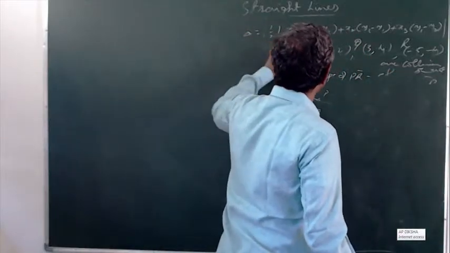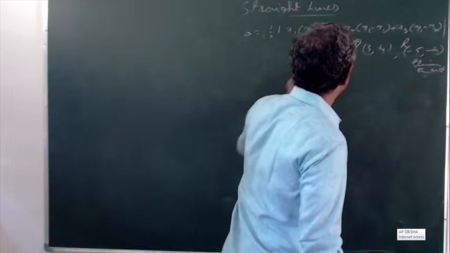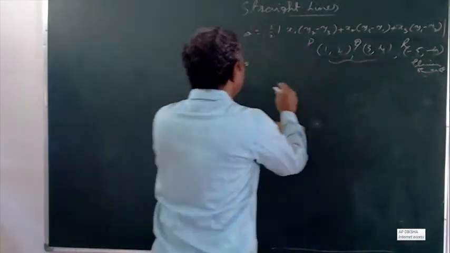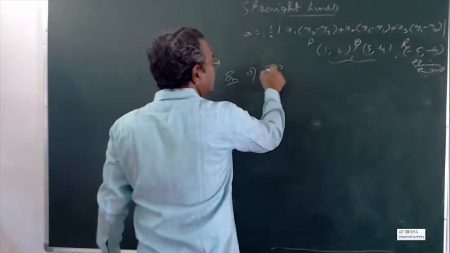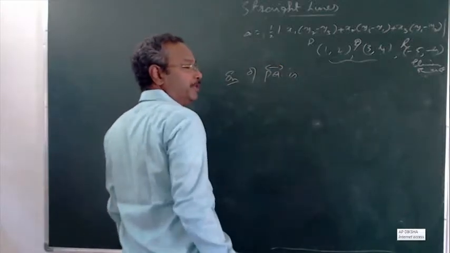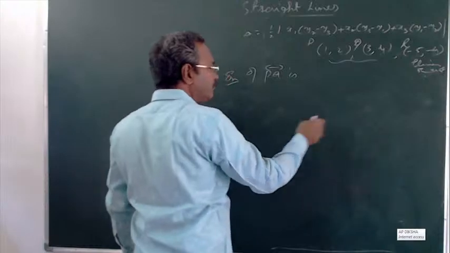So, what is the equation of this straight line passing through the 2 points, P and Q? So, the equation of PQ. This is the 2-point form. So what is the formula?